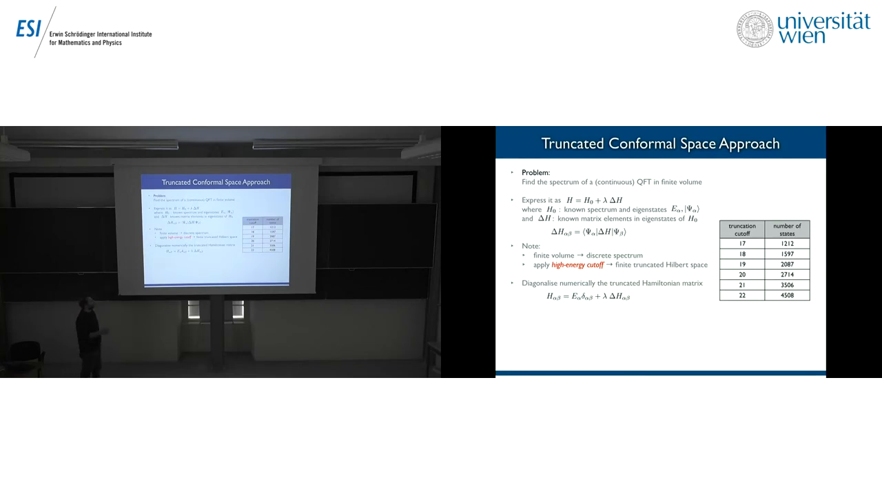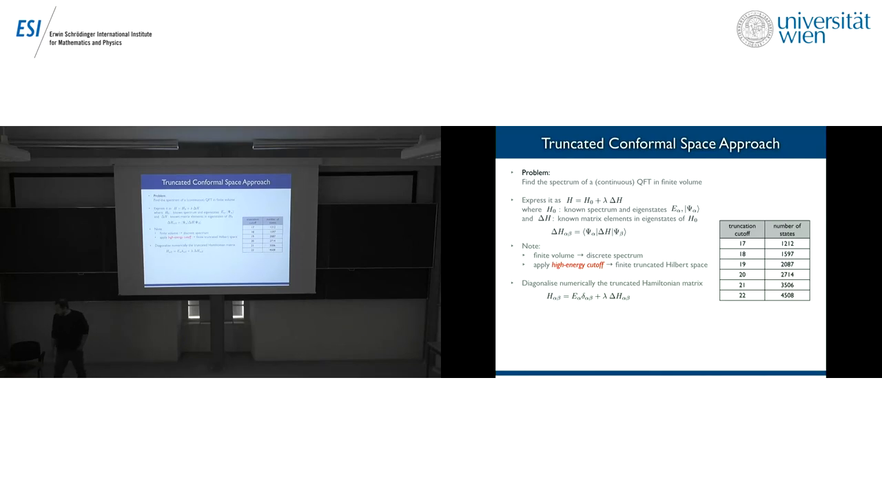So now by putting the system in finite volume, we know that the spectrum is discrete. And then by applying, in addition, a high energy cutoff, we truncate the Hilbert space, which makes it possible to diagonalize the system, because now the Hamiltonian is a finite dimensional matrix. Of course, by diagonalizing the truncated Hamiltonian and increasing the cutoff, nothing guarantees in general that we are going to reach convergence to the exact spectrum of the actual Hamiltonian we want to study.